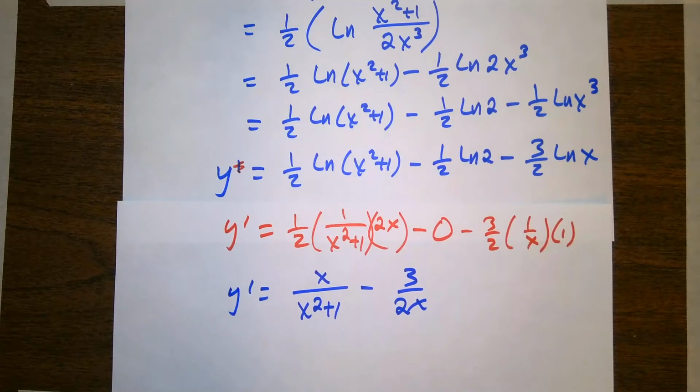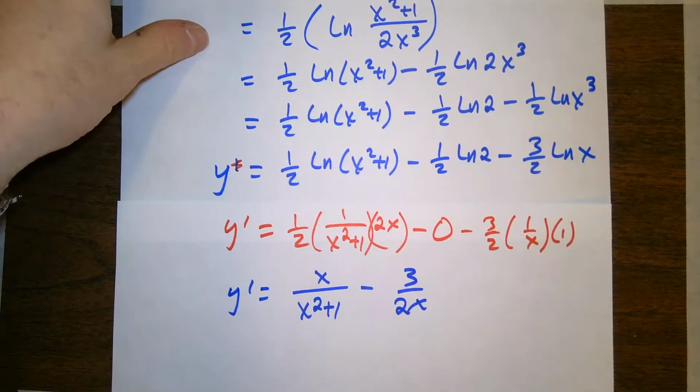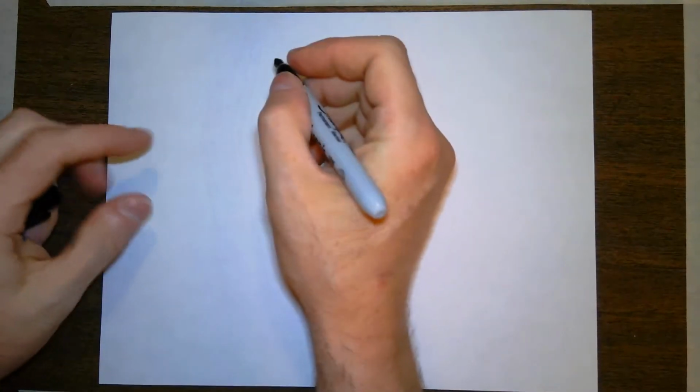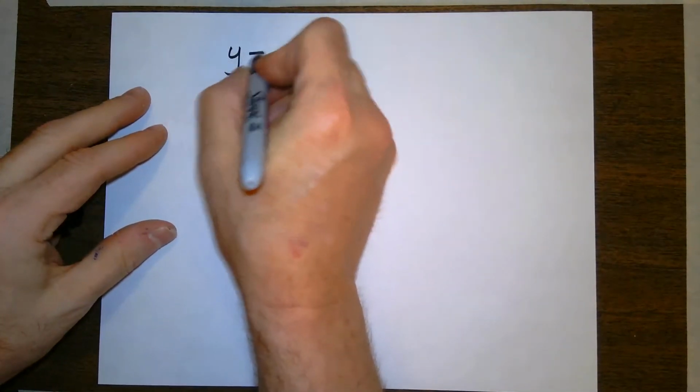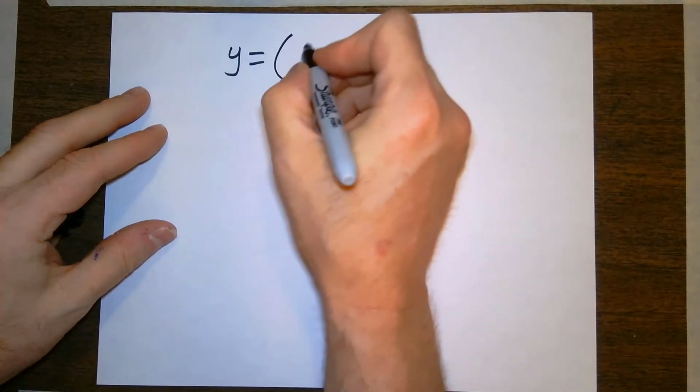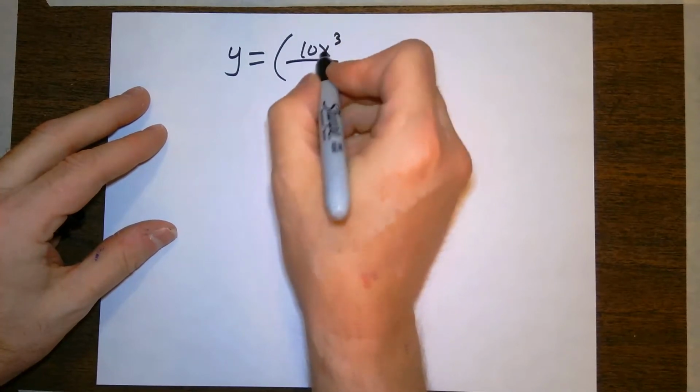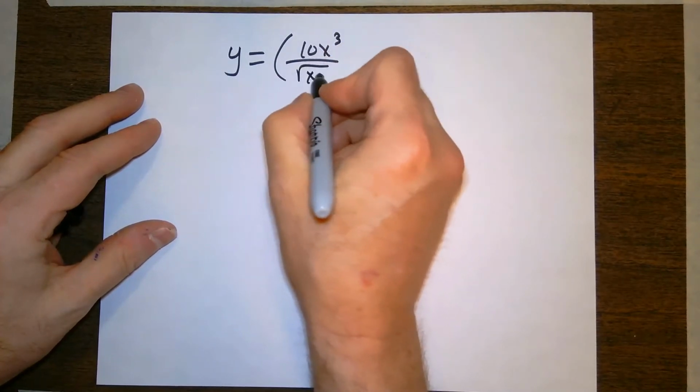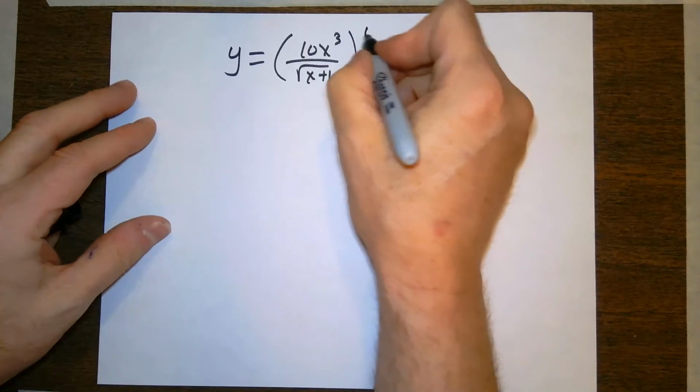All right, there it is. So that was a tough one. Let's do one more. Bonus problem. Got plenty of time on the video. One more. See if you can stay ahead of me on this one. Suppose I give you the function y equals 10x cubed over the square root of x plus 1, and the whole thing is to the 4th power.